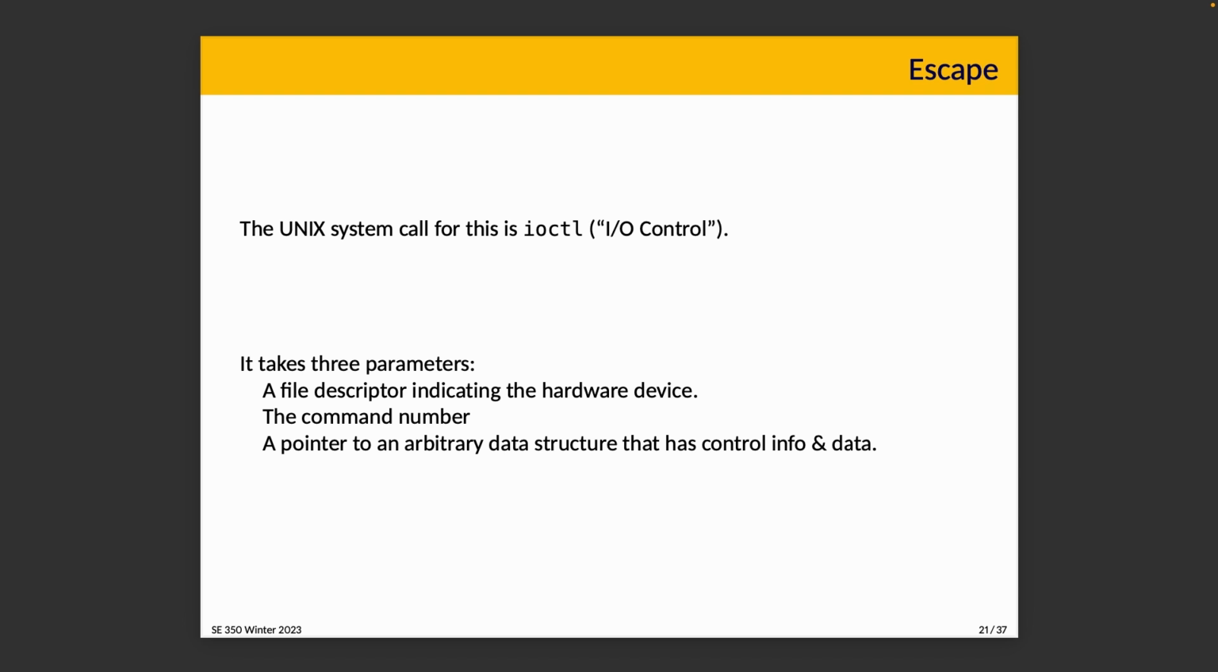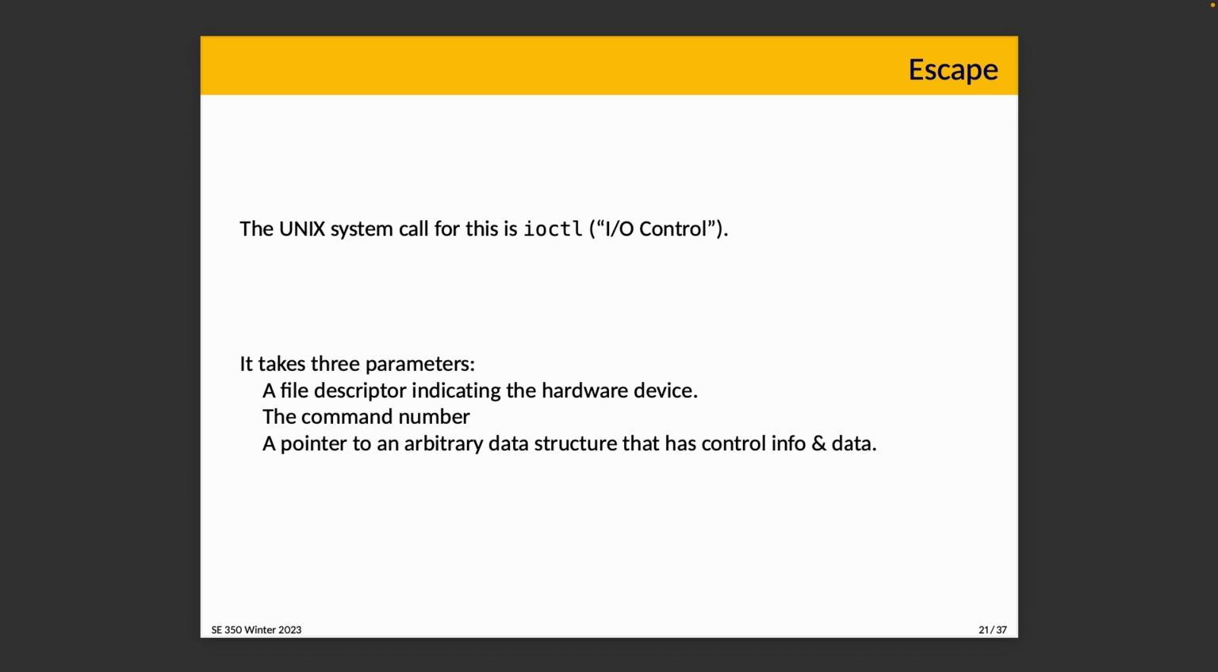And this takes three parameters. The parameters are a file descriptor indicating which hardware device we're talking about. Remember, in Unix, everything is a file. So, of course, it is a file descriptor. What else would it be? The command number, and the command number is just an integer, which says, execute order 66.